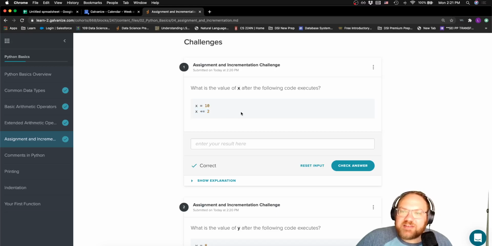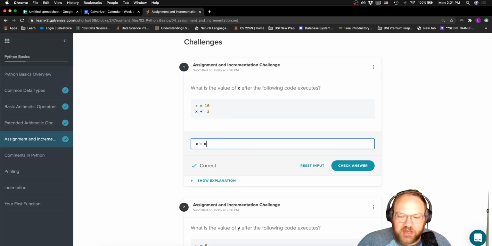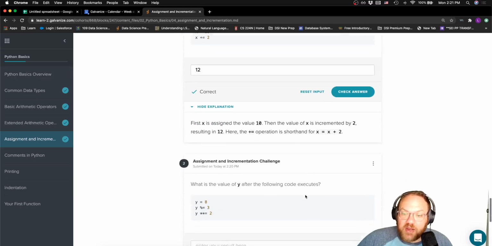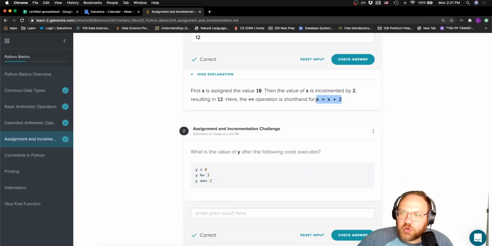This is an incrementation operator. We're saying this is the same as x is equal to x plus 2, right? We're just using some shorthand and breaking that down into x plus equals 2. So we go ahead and check 12, and we can see that is correct. And we can see, right, this is shorthand.